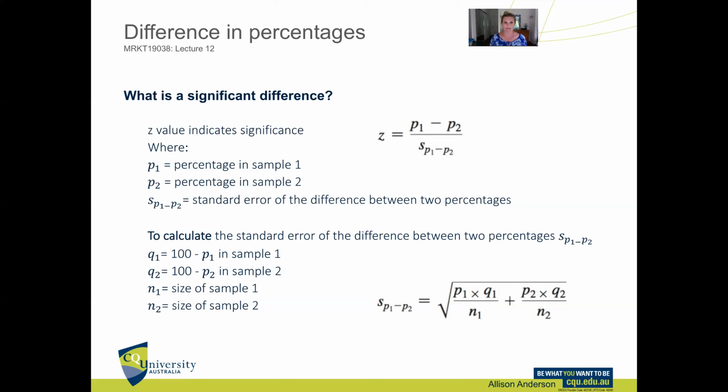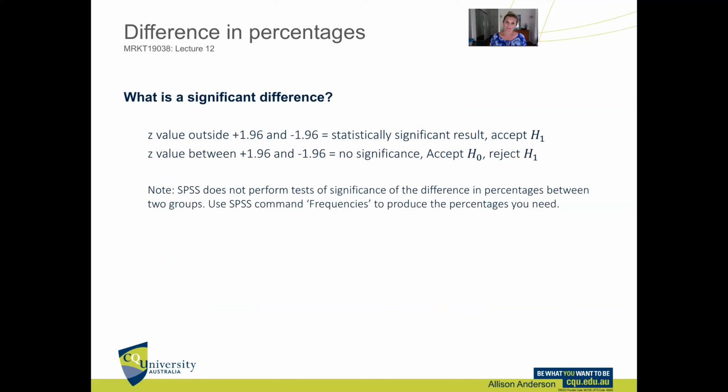So what does that mean? What is the significant difference? The Z value tells you how significant it is. If the Z value is outside 1.96 and minus 1.96, then it is a statistically significant difference, and you can accept that there is a difference, H1, right?